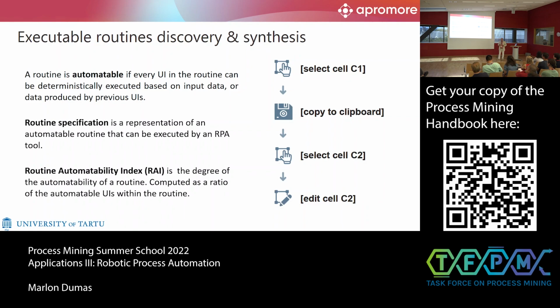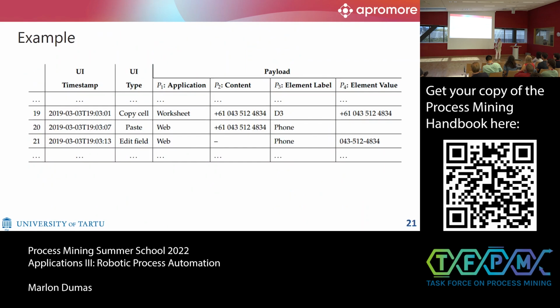And that is an opening in case we want to do unattended automation, where you do not automate the entire routine, but you try to automate as much as possible, and when you get stuck, you hand off back to the user. So if the routine automatability index is 95%, probably this routine is a candidate for automation. This having been said, from now on, I focus on the routines that are 100% automatable, so have a routine automatability index of 100%. So let me exemplify what is going on here.